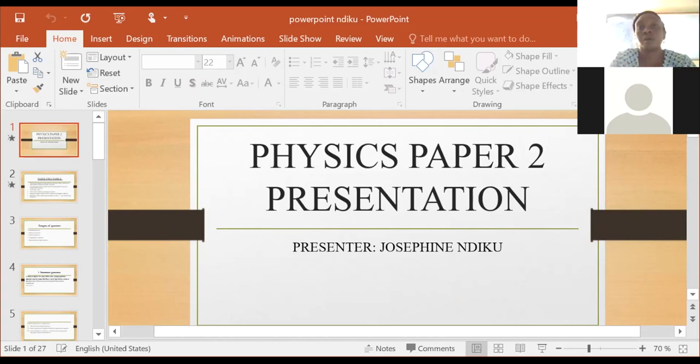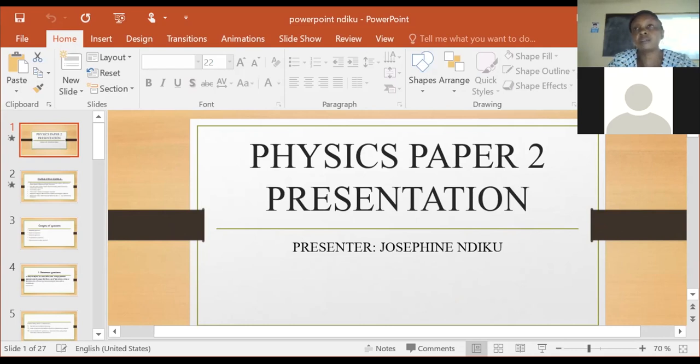For physics, we have 3 papers, just like any other science. We have paper 1, paper 2, and paper 3. Paper 1 and paper 2 each contain 2 sections, section A and section B. Section A carries 25 marks, short questions, a maximum of 3 marks, while section B carries 55 marks, structured questions.